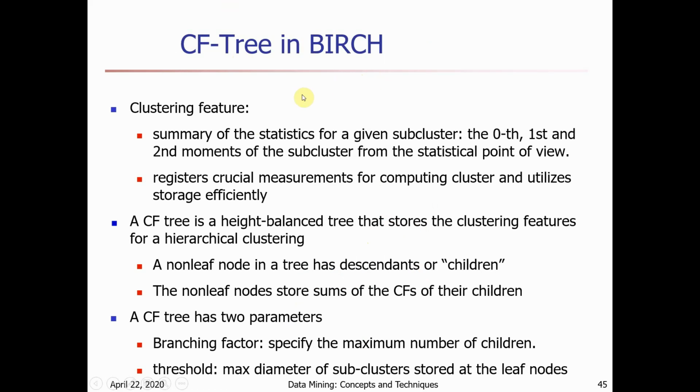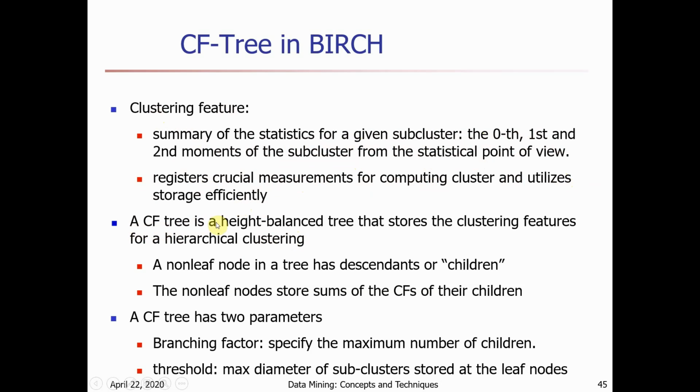CF tree in BIRCH. So, clustering feature: a summary of the statistics for a given subcluster. The 0th, 1st and 2nd moments of the subcluster from the statistical point of view. It registers crucial measurements for computing clusters and utilizes storage efficiently. That is the clustering feature.